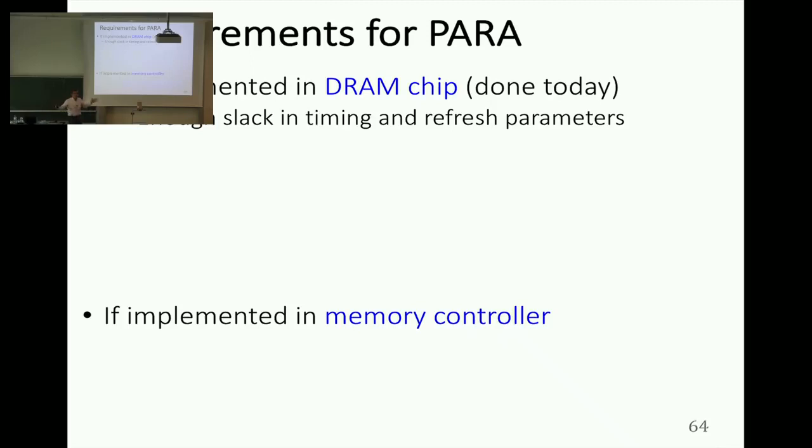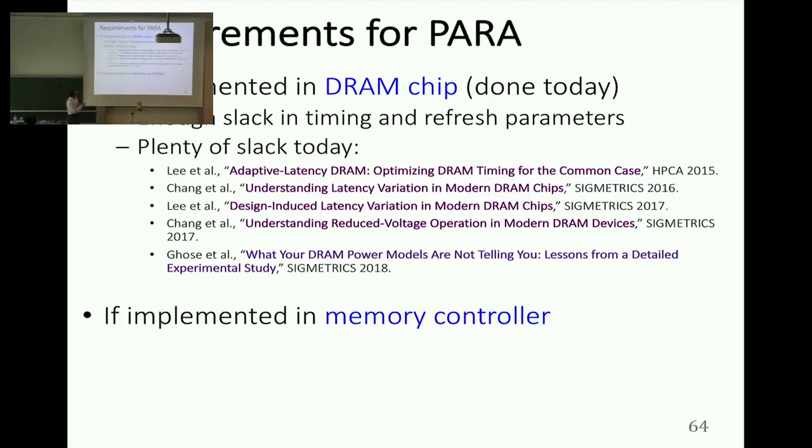And we show that actually there's a lot of slack in DRAM chips, and it could be used to actually fix this Rowhammer problem. Of course, I don't think this is a good solution because we want to actually get rid of that slack as much as possible. If you want to reduce latency, you want to get rid of that slack as much as possible.